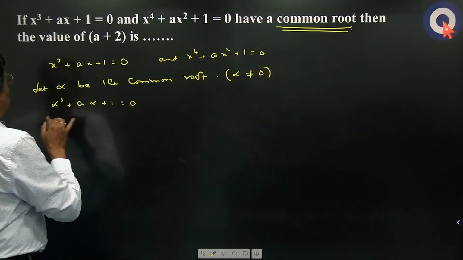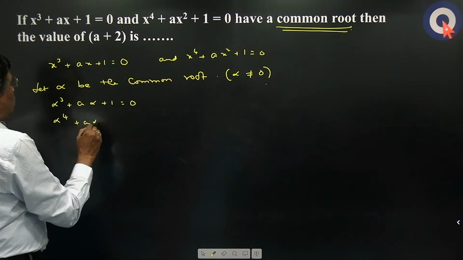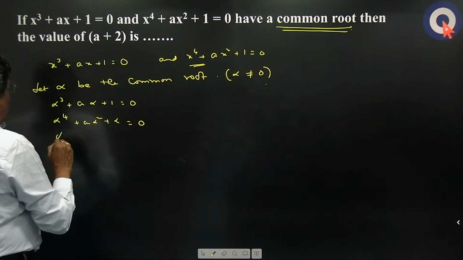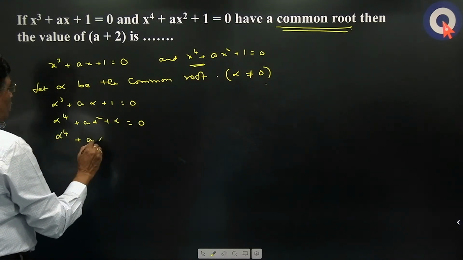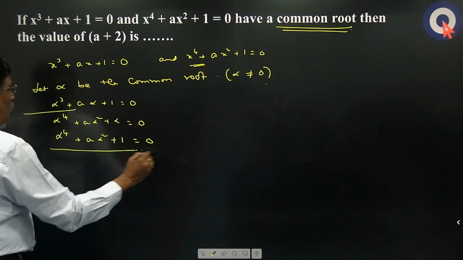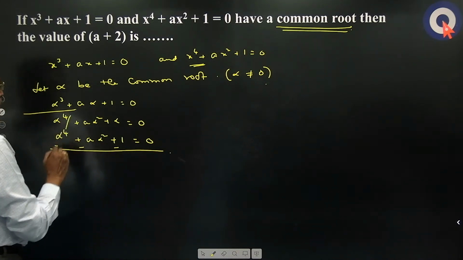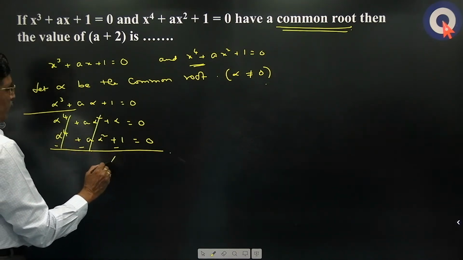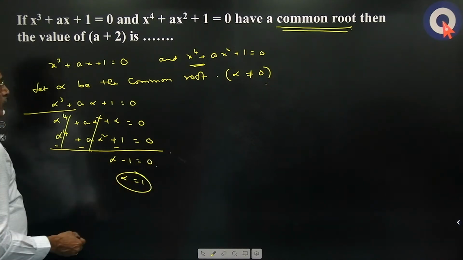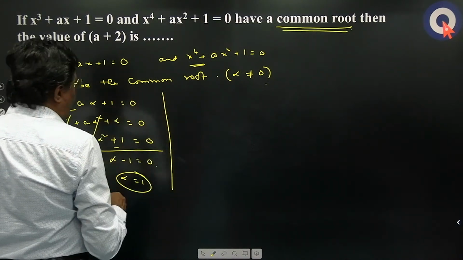Okay. So if I multiply this with alpha, alpha power 4 plus a alpha square plus alpha is equal to 0. And for the other equation, it is alpha power 4 plus a alpha square plus 1 is equal to 0. Because alpha is a common root, these two hold. When I subtract, these two get cancelled, I get alpha minus 1 is equal to 0. So alpha is equal to 1. The common root I got is 1.